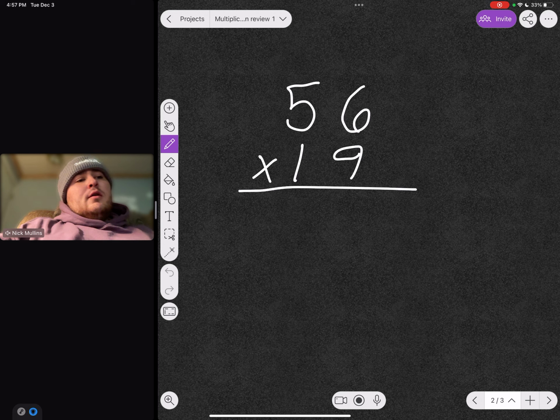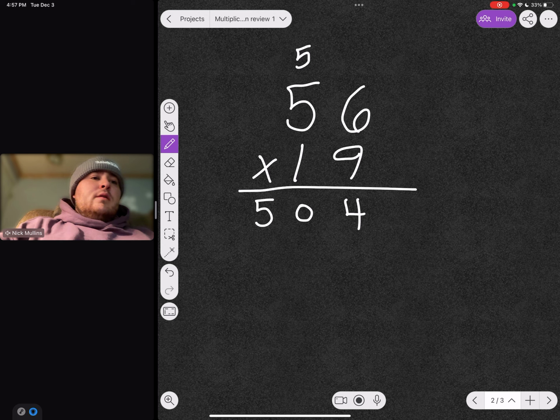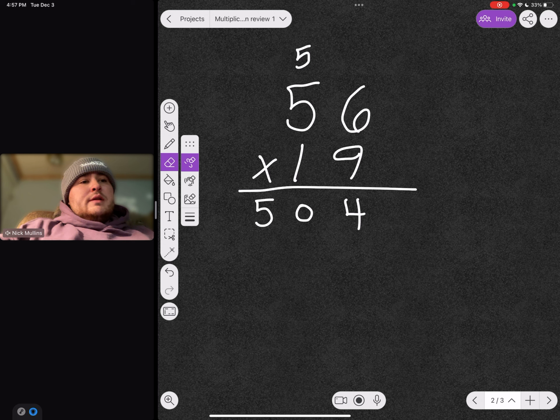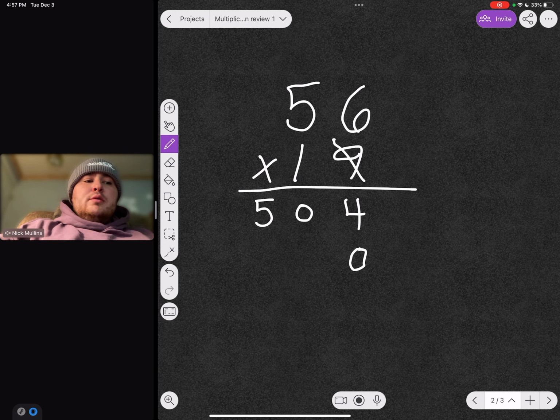So I'm going to start with the 9 and multiply it by the 6 and then the 5 first. So I'm going to go ahead and do that. I know that 9 times 6 is 54. I'm going to carry the 5. And I know that 9 times 5 is 45, plus the other 5 that we regrouped gives us 50. So now our first partial product is 504. So I'm going to get rid of that 5 now that I'm done with it. I'm going to mark out my 9, and I need to drop my placeholder 0.